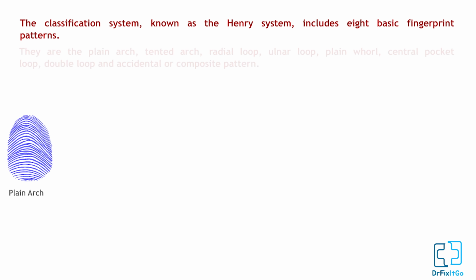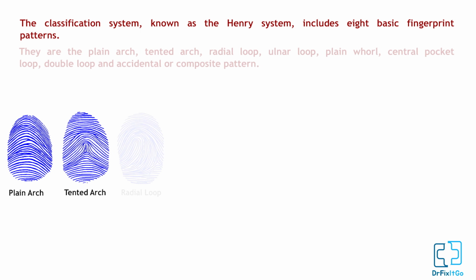The classification system, known as the Henry system, includes 8 basic fingerprint patterns. They are plain arch, tented arch, radial loop, ulnar loop, plain whorl, central pocket loop, double loop, and accidental or composite pattern. A person can have any number of these patterns among the fingerprints in a set.